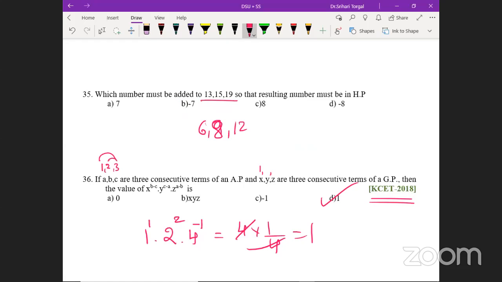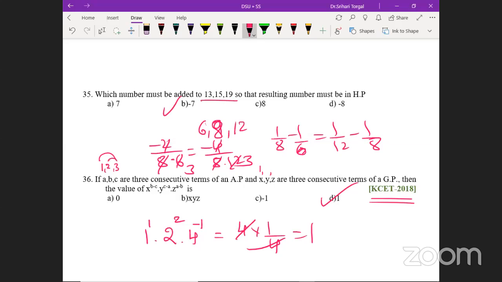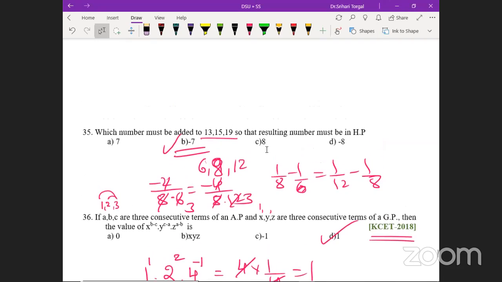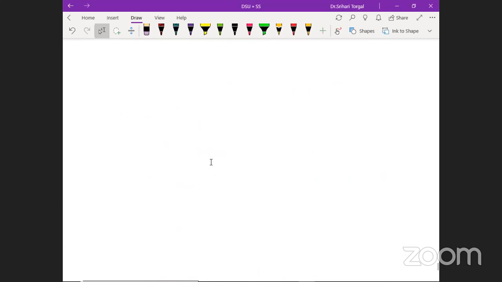Yeah. 6, 8, 12. So that is 1 by 8 minus 1 by 6. 1 by 12 minus 1 by 8. Now you can calculate. Yeah, you get the answer. Minus 2 divided by 8 into 6. Minus 4 divided by 8 into 12. Yeah. Here 8 and 8 cancelled. 4 ones are 4, 4 threes are 12, 2 ones are 2, 2 threes are 6, correct. Option B is the right answer. That's it. Got it? Yeah. I think all the problems are over here.